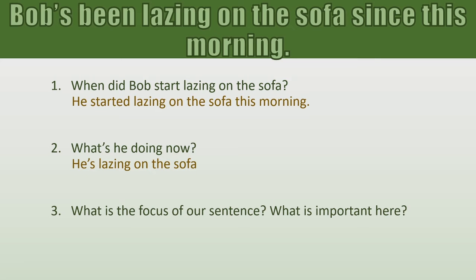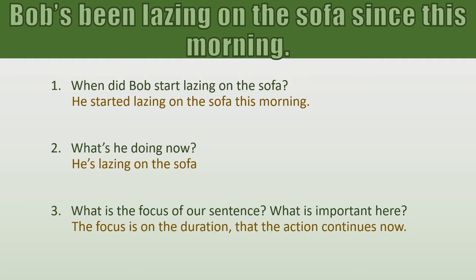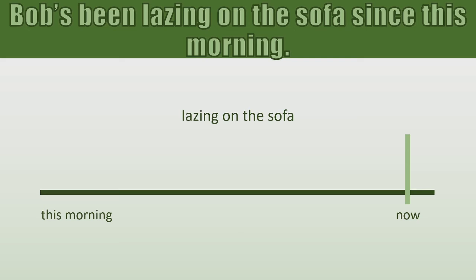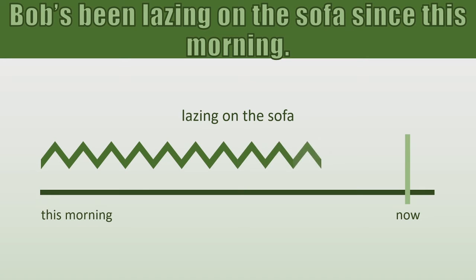More importantly, what's the focus of our sentence? What's important here? Well, the focus is on the duration. It started in the past and it continues now. Let's timeline this. I always find that grammar is easier to understand when we have a timeline. So we have the beginning, this morning, and now. Maybe 7 o'clock? No, probably 11 o'clock. He started lazing on the sofa and he's still lazing on the sofa now.